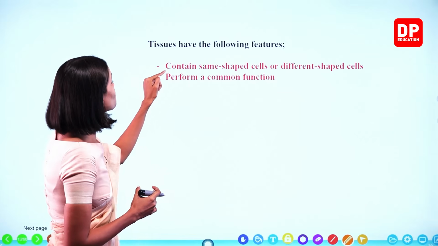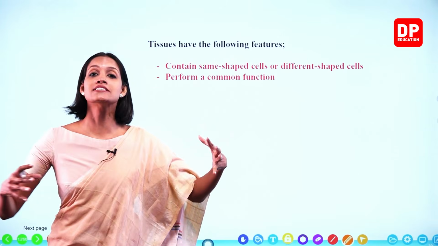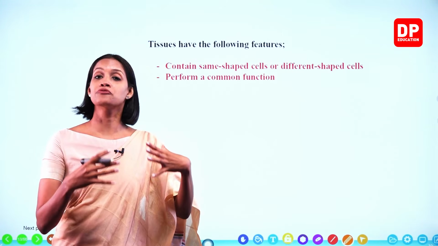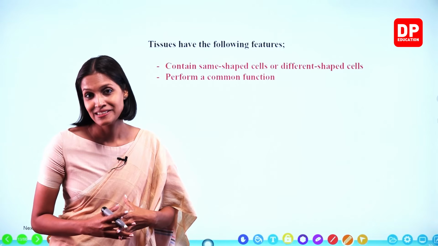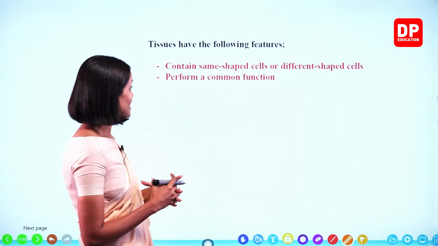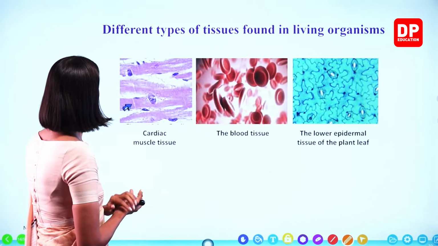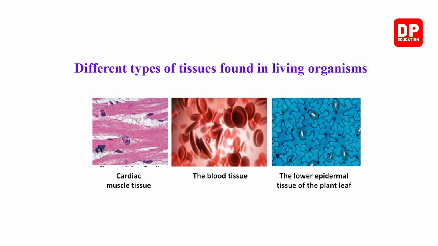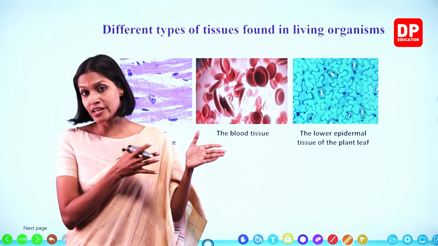They perform a common function. All the cells together perform a common function. Okay, children? Now, here we have some examples of different types of tissues found in living organisms. Cardiac muscle tissue. I told you all there are 3 main types of muscles in the human body.